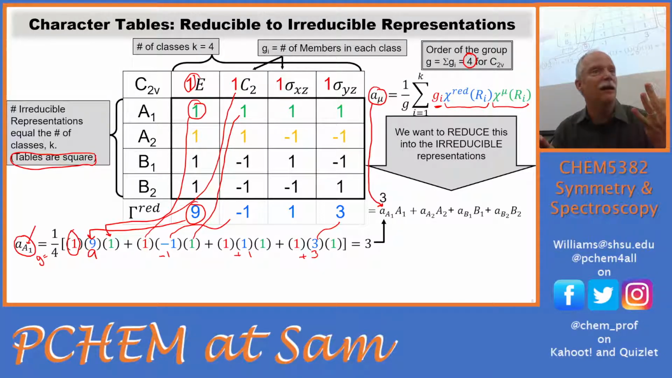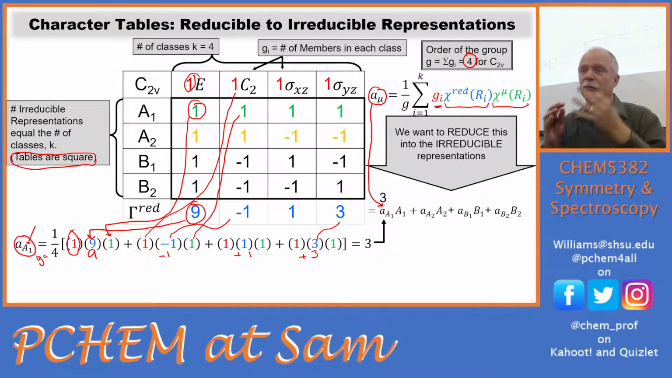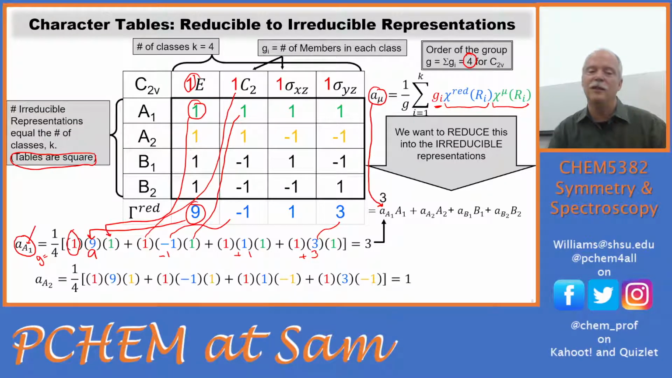It's not that bad. It's just a weird equation, but if you know how to use this equation, it'll pull out the number of A1s you have. Then we do the same thing, but for A2. So now we're using a different row. We're using the A2 row. So instead of the green numbers, we're pulling down the orange numbers. Everything else is exactly the same, only we're pulling down the orange numbers instead of the green ones.